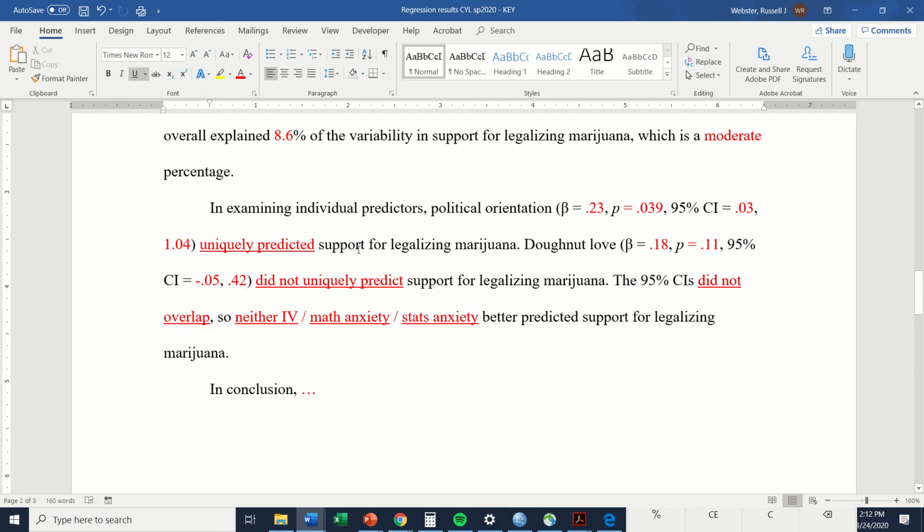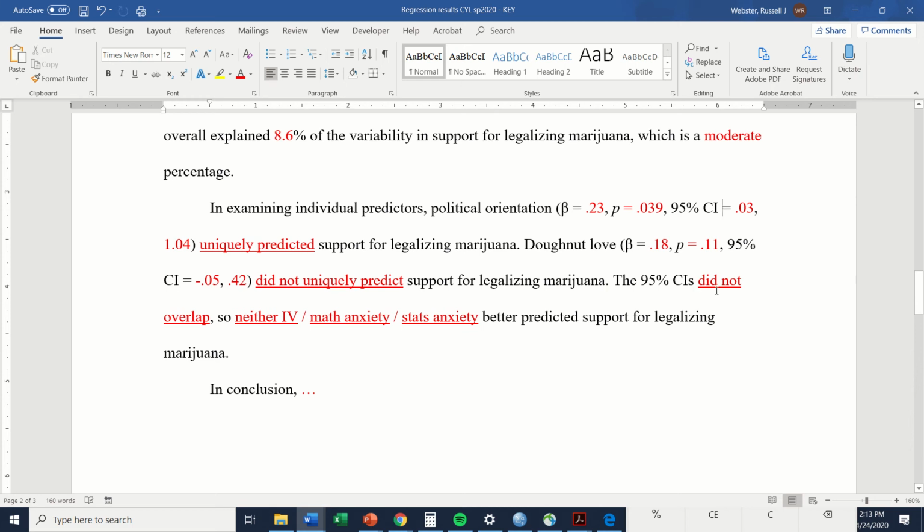So when it comes to saying the 95% confidence intervals did not overlap, we're treating the relationship between doughnut love and support for legalizing marijuana as essentially beta value equals 0, right? This beta value is not significantly different from 0, so we're treating that beta value essentially as 0. So the confidence intervals do not overlap because 0 does not fall inside the confidence interval for political orientation. Again, we're treating the relationship between doughnut love and support for legalizing marijuana as essentially 0, and 0 does not fall inside the confidence interval for political orientation, right?